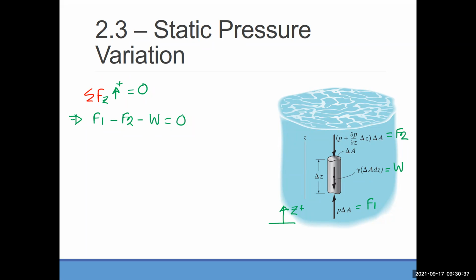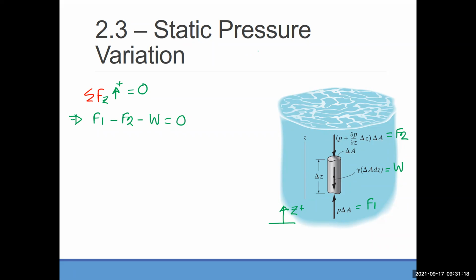So for F1, F2, W, write down everything you have here and then try to cancel some common terms from every part. For W, if gamma is the specific weight, and delta A, delta Z is the volume, write that down. Here, I just said that gamma delta A delta Z is W. How did I get that?